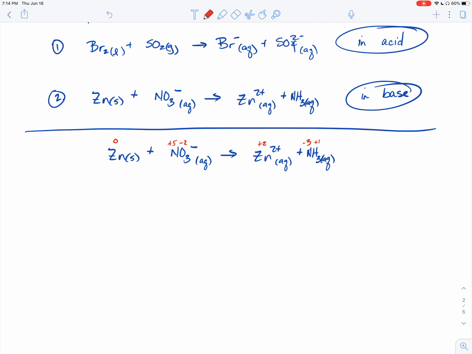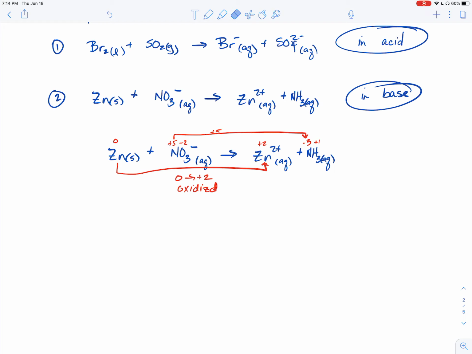Okay, so what has changed? It turns out zinc has gone from 0 to +2. That means that that has been oxidized. Nitrogen has gone from +5 to -3. That means it's been reduced. Okay, so you can write the species that contain both of those oxidized and reduced elements in half reactions.